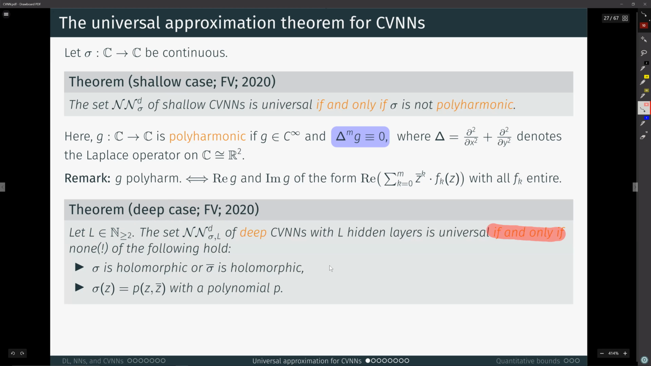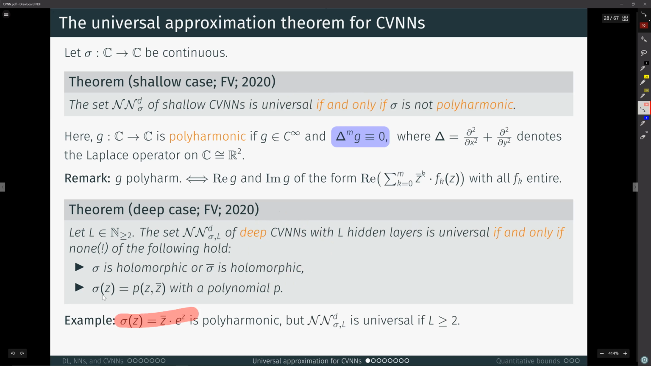And you can actually show that if a function is not polyharmonic, then it also does not satisfy these conditions. So if you're shallow universal, so to speak, then you're also deep universal. But the converse is not true. For example, this activation function here, z bar times e to the z, is polyharmonic just by this characterization here. But it's neither holomorphic nor anti-holomorphic nor a polynomial. So this means with deep networks, you get universality, but with shallow, you do not get this for this kind of activation function.